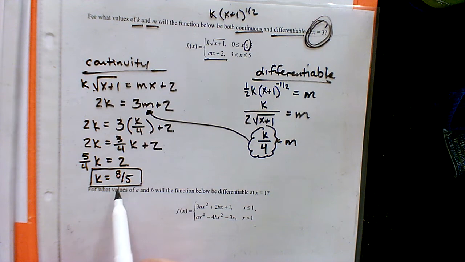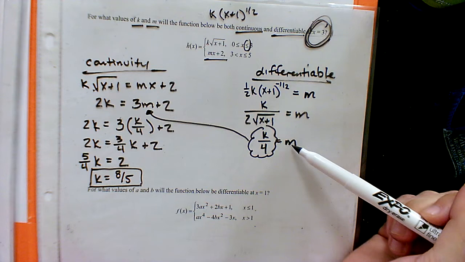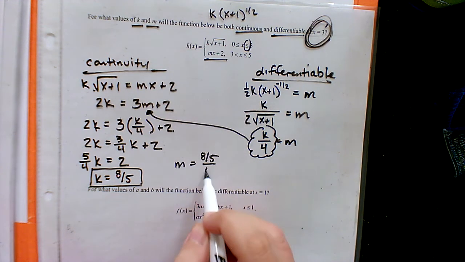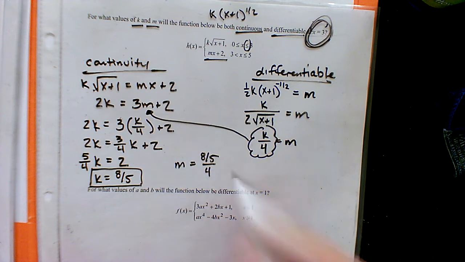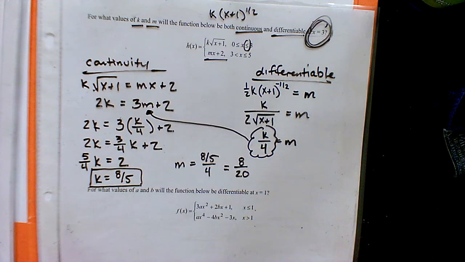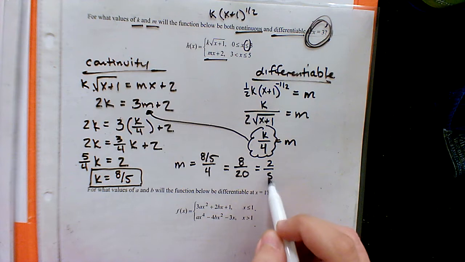So now that we know what k is, you can plug it back into either equation to help you solve for m. Maybe the second one would be a little bit easier. So we'd have 8/5 divided by 4. Instead of dividing by 4, you can multiply by the reciprocal, so that would be 8 over 20. But 4 can go into both of those if we simplify it, so 2 over 5.